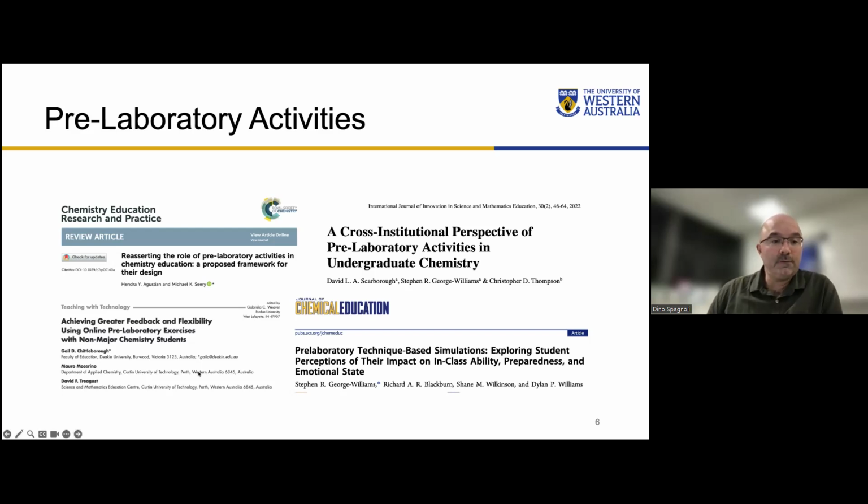Then there's the work from colleagues over at Curtin, Morrow and David, and that was one of the first articles I read that really made me think about the use of online technologies as the pre-work before students go into their laboratories. And obviously, there's a lot of work being done by Stephen George Williams at the University of Sydney, who has done a lot of work in this area as well.